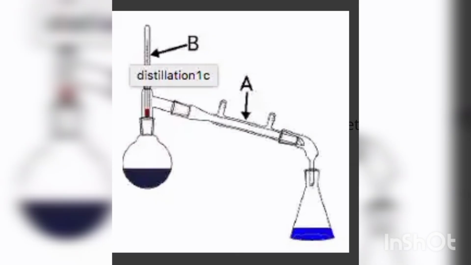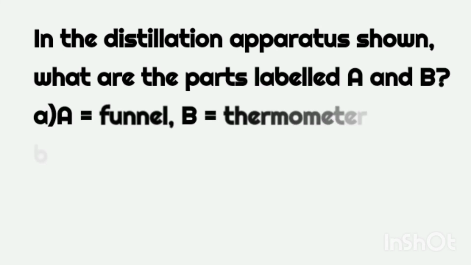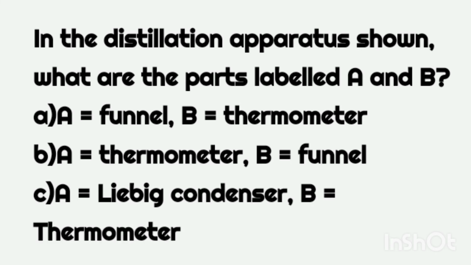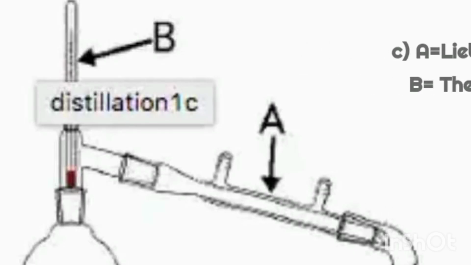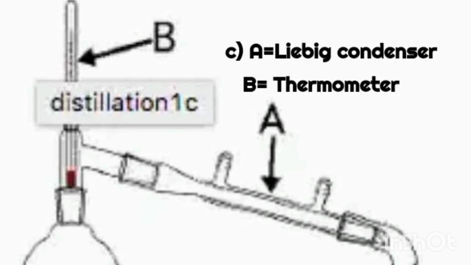Look closely at this diagram. Now, in the distillation apparatus shown, what are the parts labeled A and B? A, funnel and thermometer, B, thermometer and funnel, C, Liebig condenser and thermometer. And of course it's C, Liebig condenser and thermometer. You know what a condenser does? It converts gas back into liquid, and the thermometer is for taking temperature.